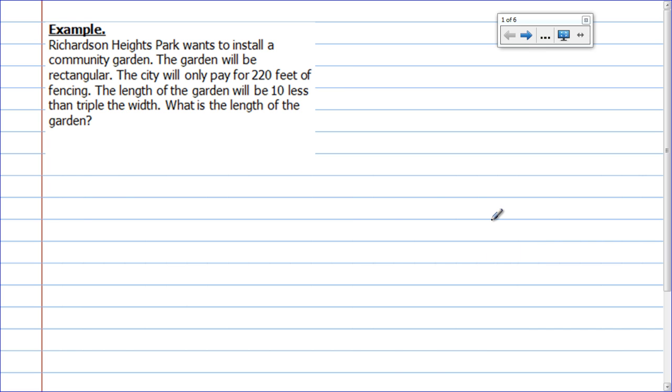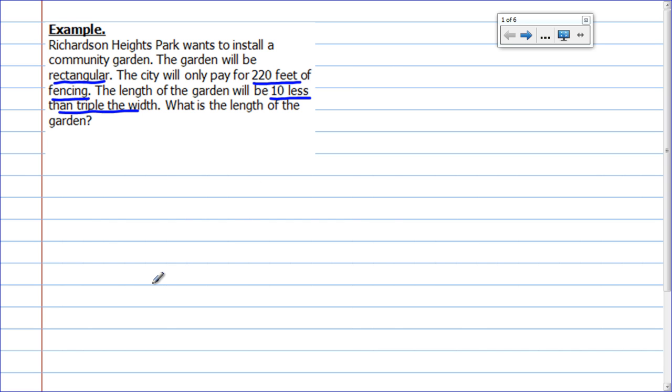So Richardson Heights Park wants to install a community garden. The garden will be rectangular. I think that's important. The city will only pay for 220 feet of fencing, and the length of the garden will be 10 less than triple the width. We want the length of the garden.